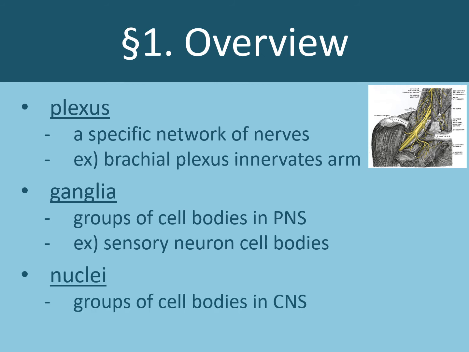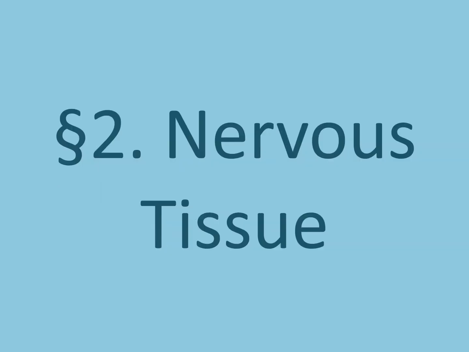And then finally, a nuclei is a lot like a ganglia. It's a group of cell bodies, but instead of in the peripheral nervous system, nuclei are found in our central nervous system. Section 2, Nervous Tissue.